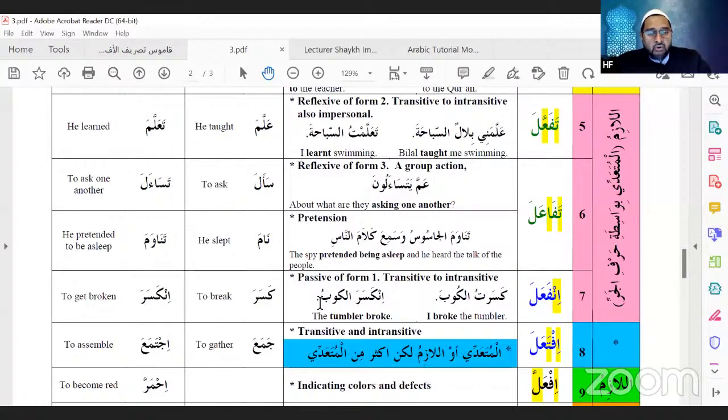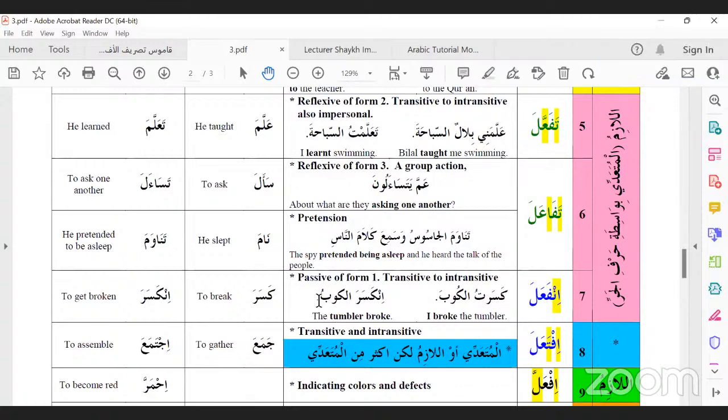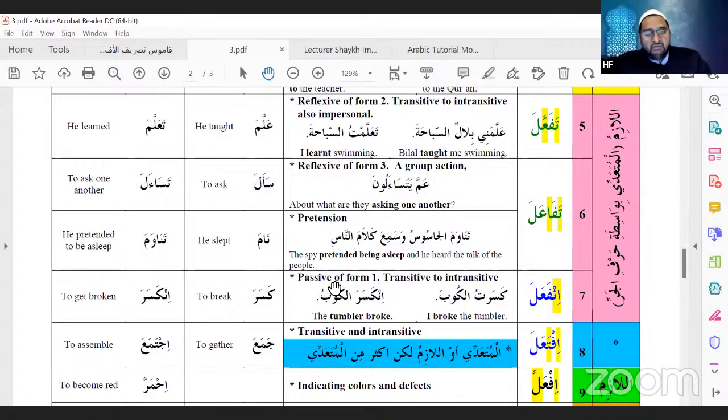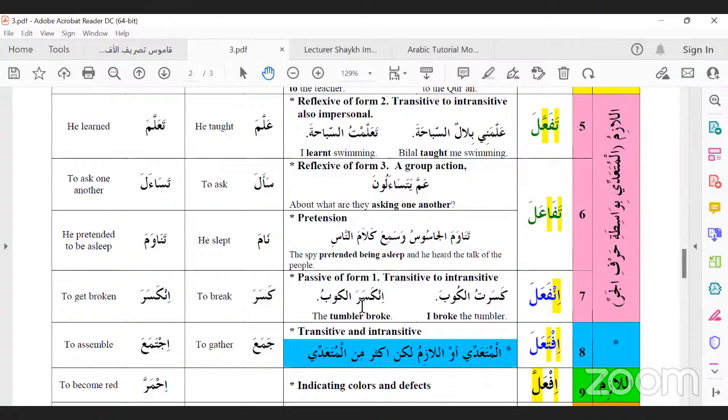So in kasara al-kubu, it's not passive meaning that I broke the cup. No, in kasara al-kubu, the tumbler broke itself. The cup broke itself. So that's what is meant by passive of form 1.